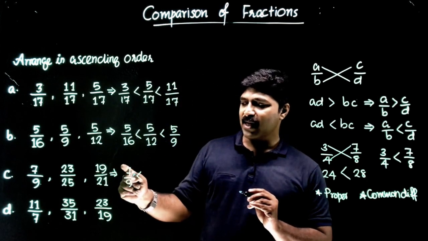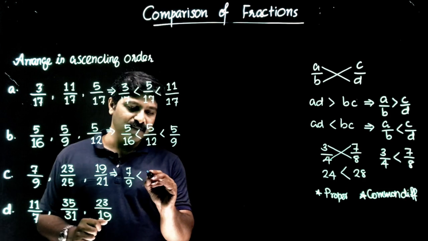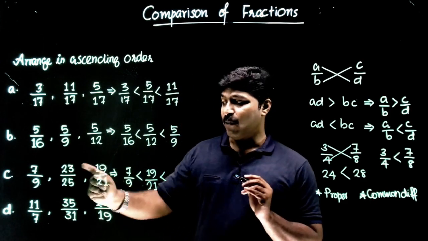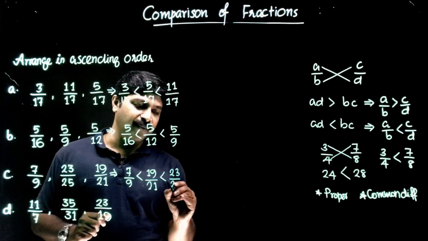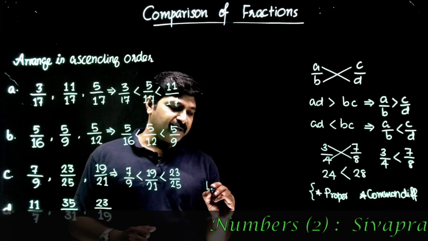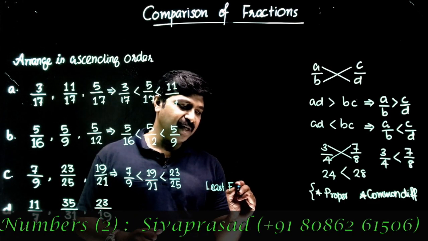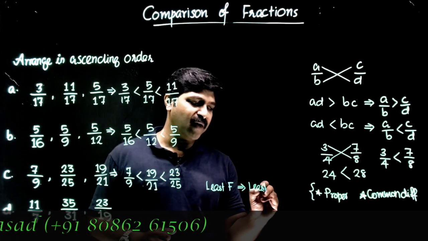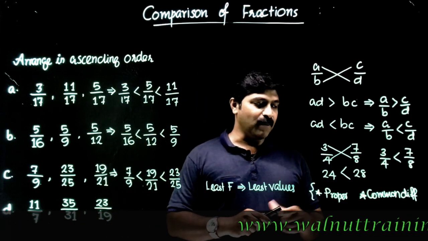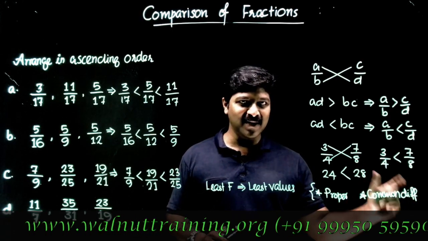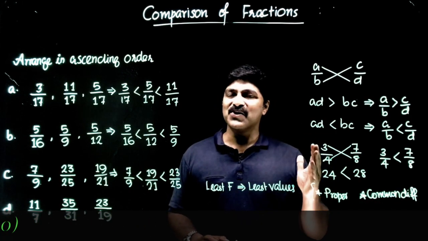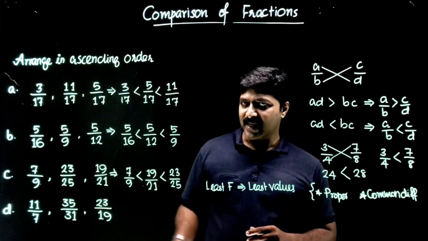And second, the next least numerator is 19. Therefore, the second value is 19 by 21. And the third value is 23 by 25. Got it? So what can we conclude as a result of this set? The least fraction contains the least values. It's an important understanding. In a set of proper fractions, if there is a common difference between the numerator and denominator, then the least fraction contains the least values. Similarly, the largest fraction contains the largest values. Now we can move to the next example.